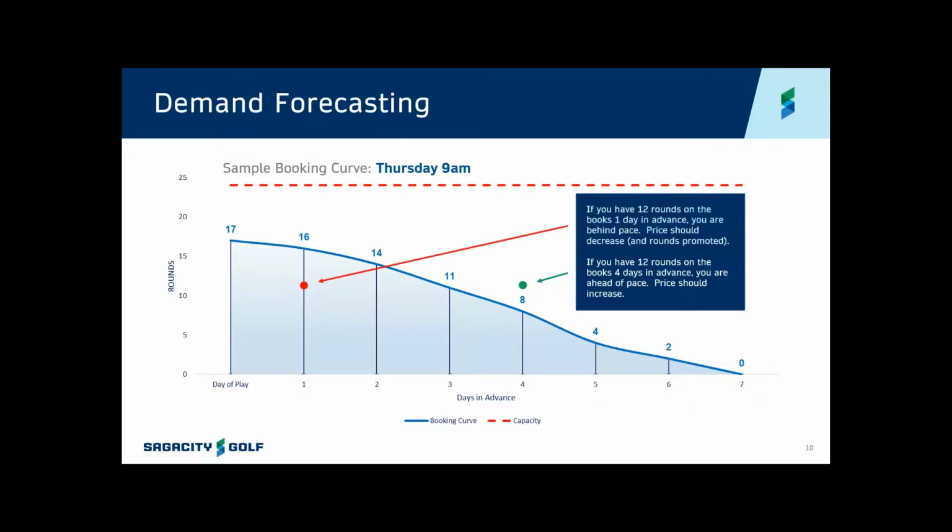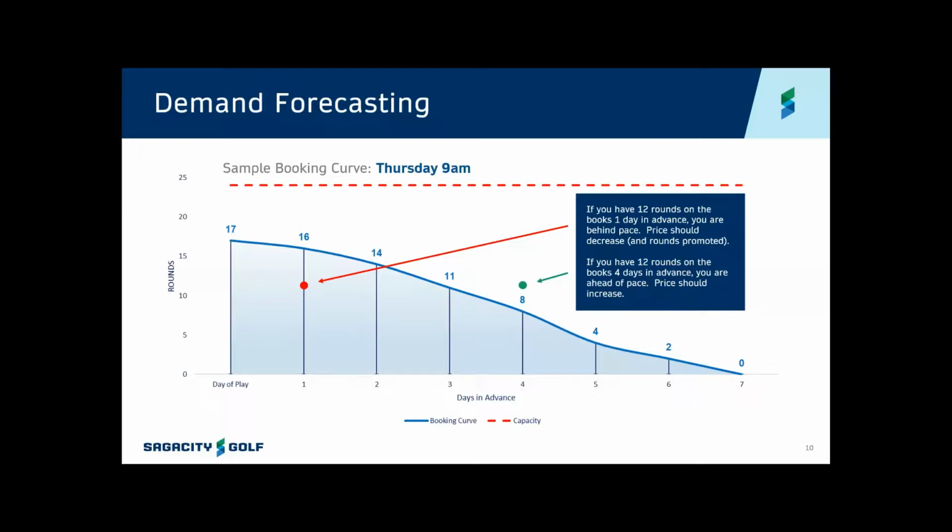Conversely, if you have those same 12 rounds on your tee sheet, but instead of being 4 days in advance of the day of play, you're 1 day ahead of the day of play, well, guess what? You realize that you're 4 rounds behind pace, okay? Because we know based on the historical booking curve that you can really only expect 1 round to be booked between tonight and this hour tomorrow morning, and you're going to end up behind.